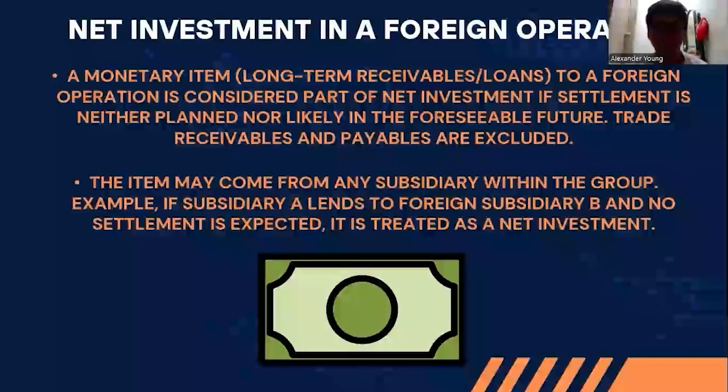The monetary item may come from any subsidiary within the group. You lend something and you don't have any plan to ask them to pay it within the terms you have set, or on a determined date. So it's considered a net investment, because when you lend something and you don't expect to get it back, it becomes part of your operation.